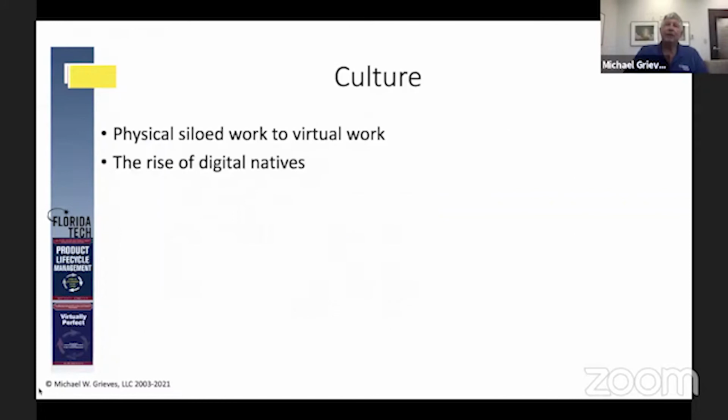Again, when we start to look at culture, there are a lot of implications. We're going to go from physical siloed work to virtual work, which means that this whole thing about each group having their own information and not sharing it has got to basically be broken down. And so we're moving from a functional perspective of work to a product-centric perspective.